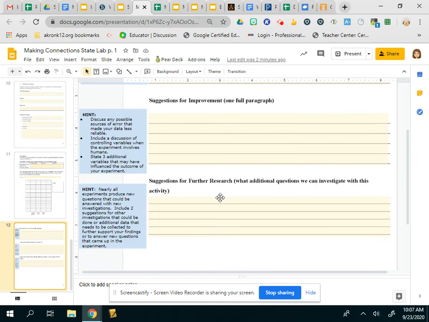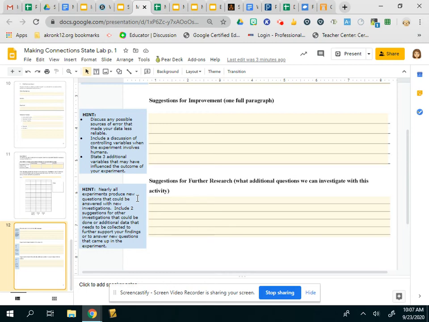And then the last question, suggestions for further research. What additional questions could we investigate with the activity? So nearly all experiments produce new questions that could be answered with new investigations. You're going to include 2 suggestions for other investigations that could be done, or additional data that needs to be collected to further support your findings. Or you could answer some new questions that maybe came up during the experiment.